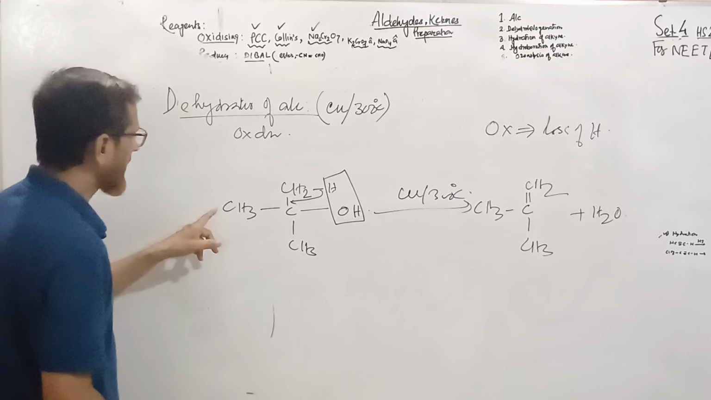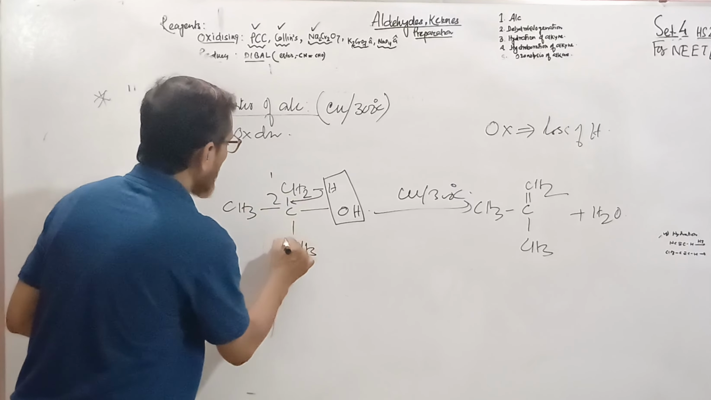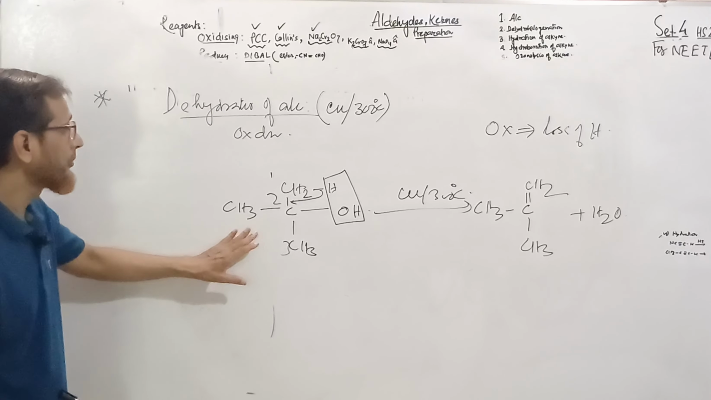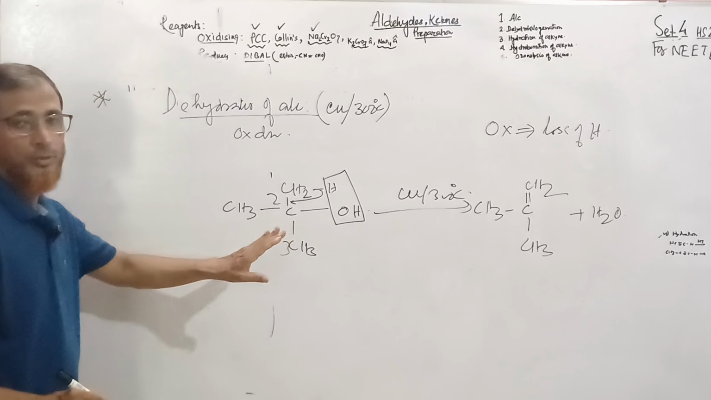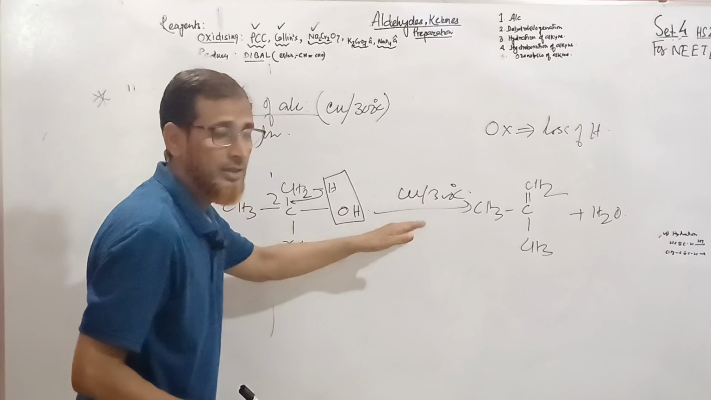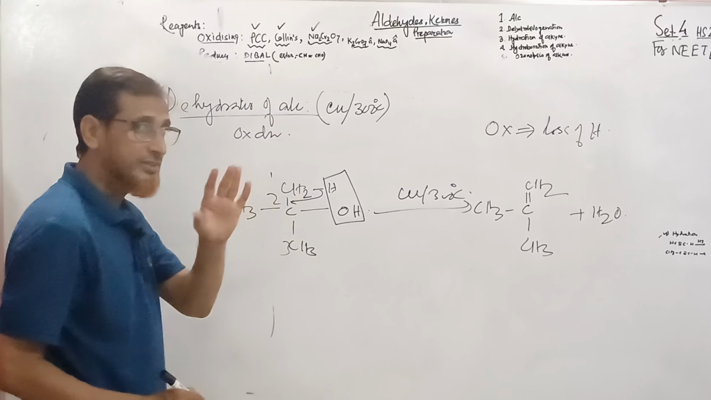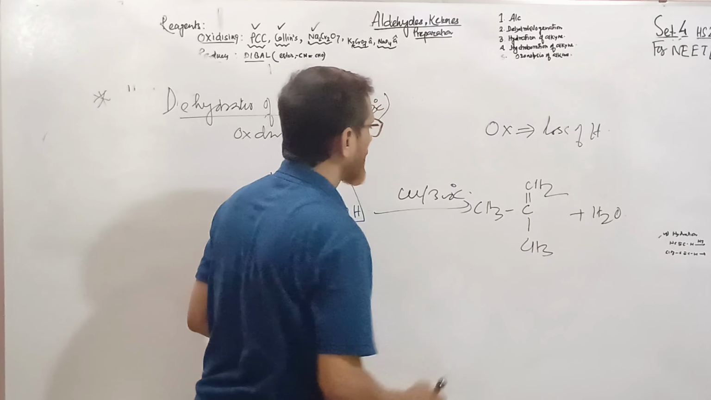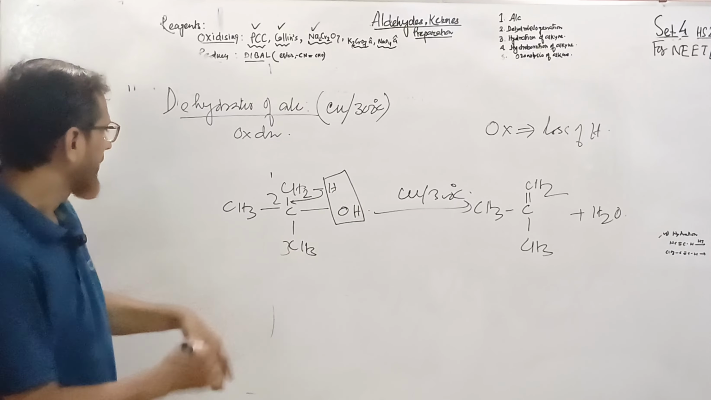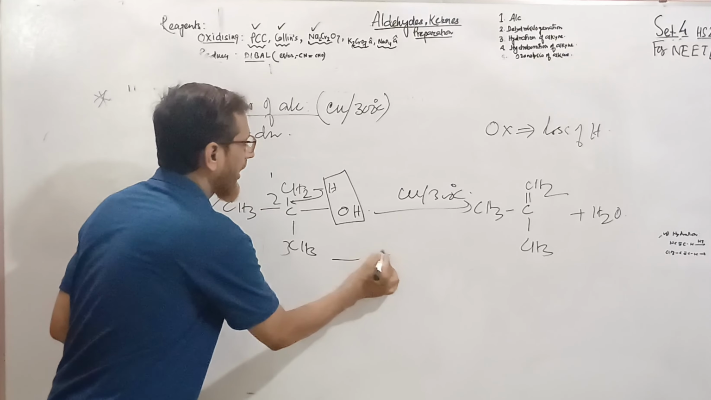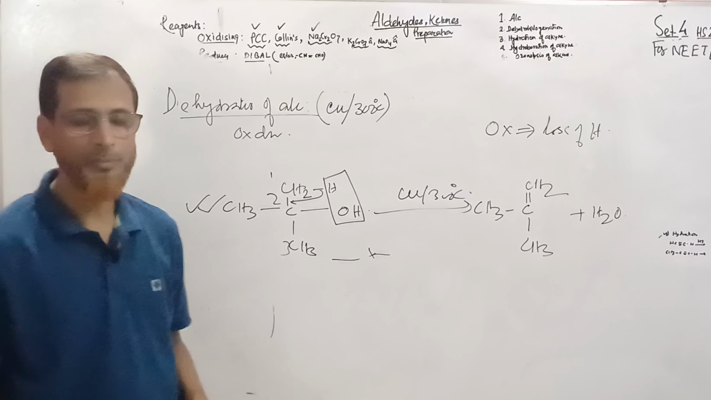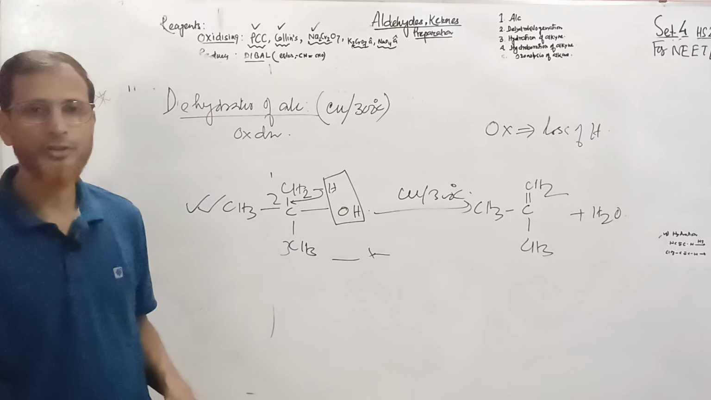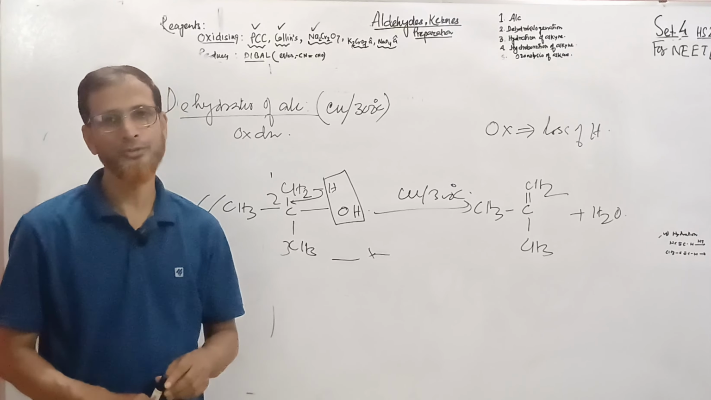So the question very often asked in the entrance exam is: 2 methyl propan-2-ol when passed over copper at 300 degree centigrade, what is the product? Answer, 2 methyl propene is produced. And this is the question very often asked. This is all about today's class. Thanks a lot for watching the class, and please don't forget to subscribe to the class.